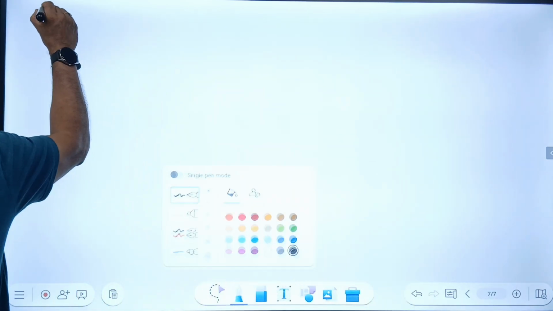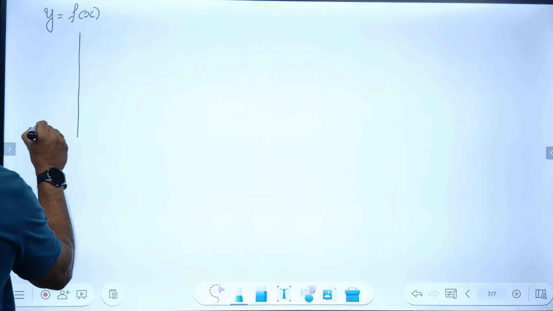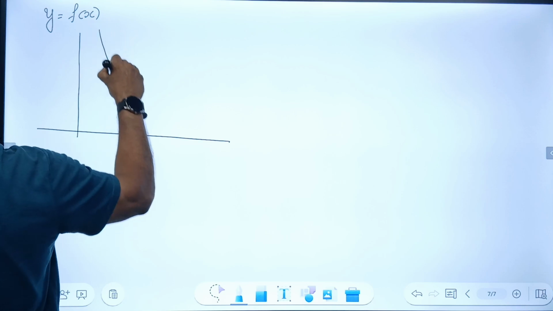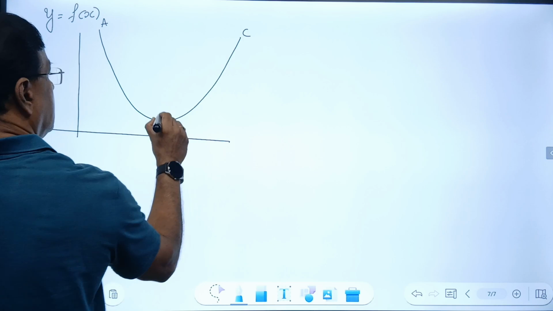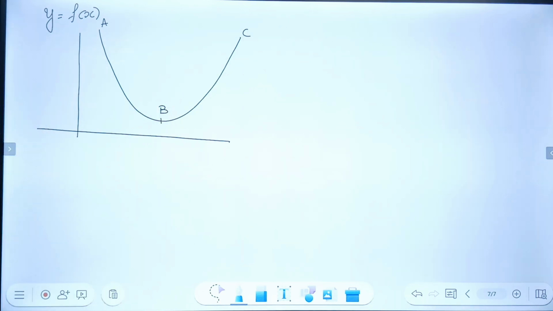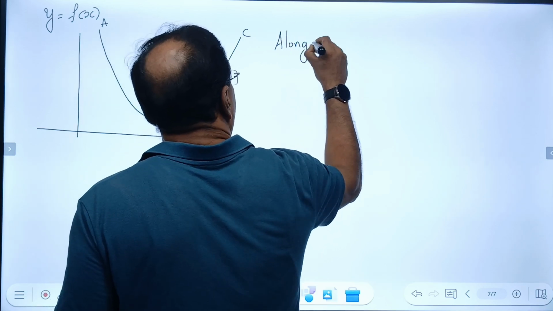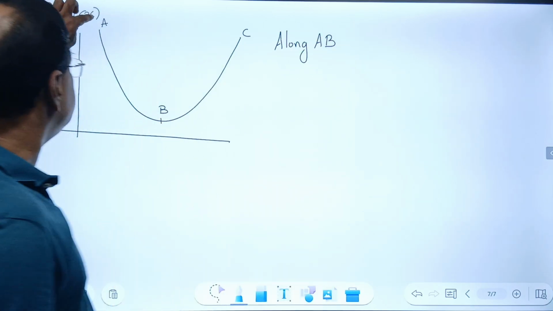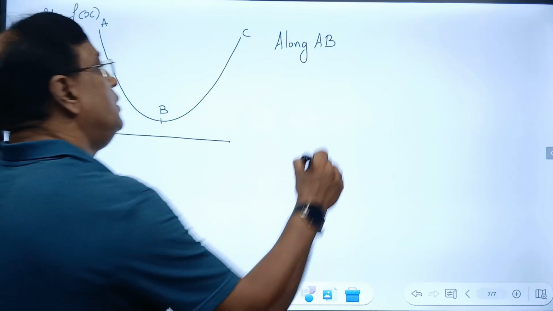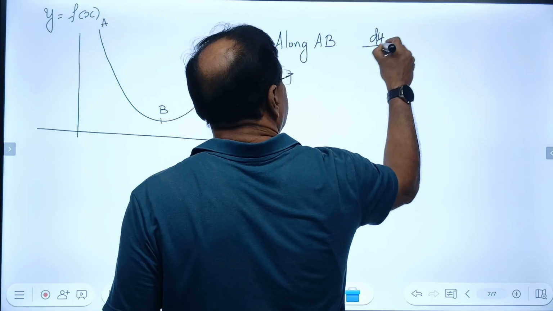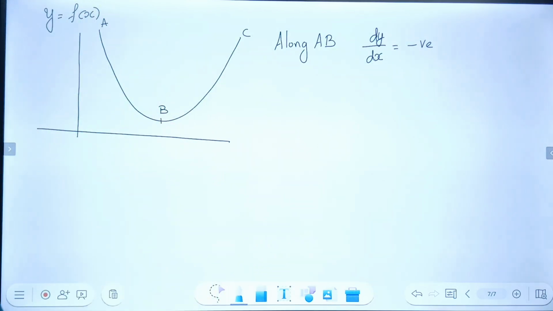Suppose I have a function, say y equal to f of x. Understand that it represents a graph. I draw the graph like this. I start from A and I reach C, passing through B. The same process. Along AB, you can see the function is decreasing. When x increases, y decreases. It's a decreasing function. Since it is a decreasing function, its derivative will be negative.